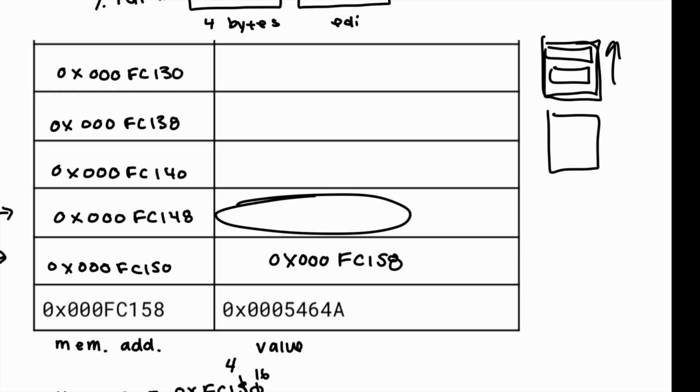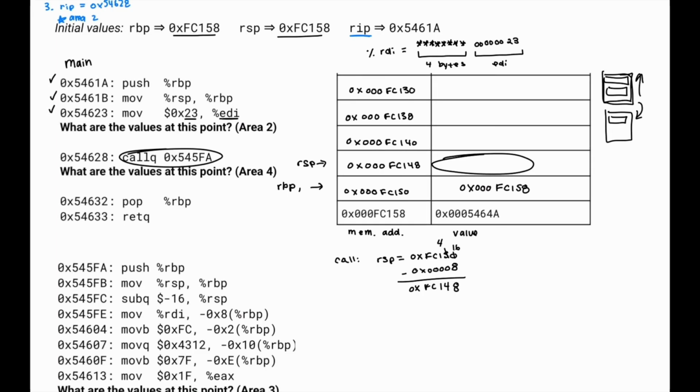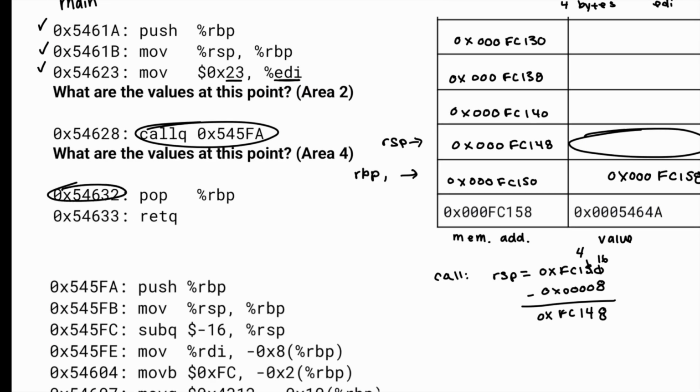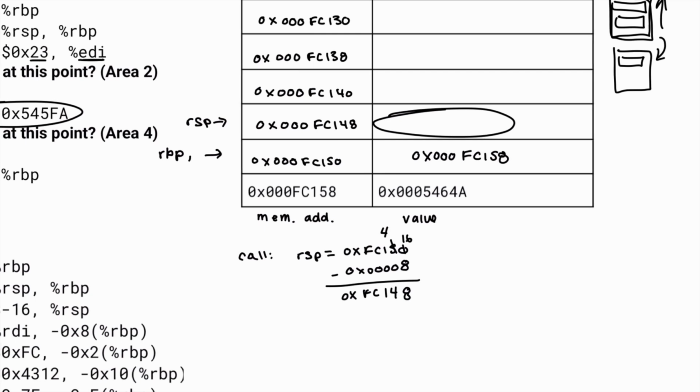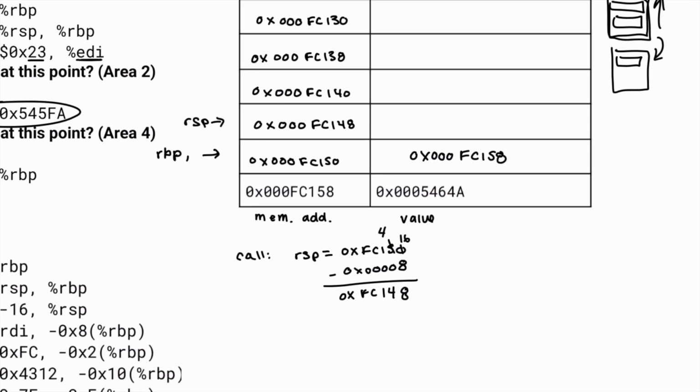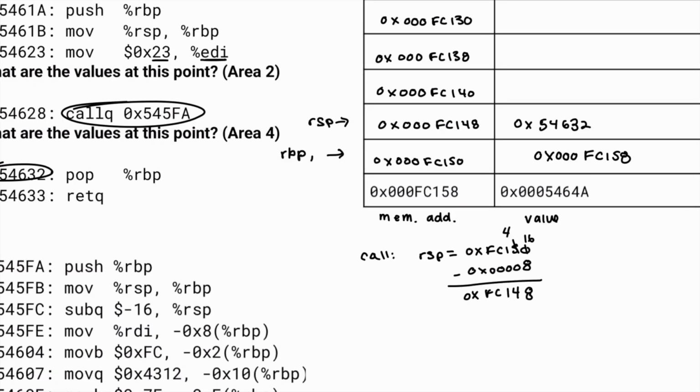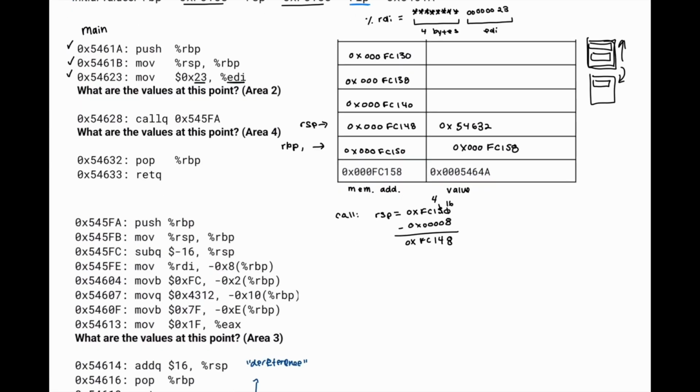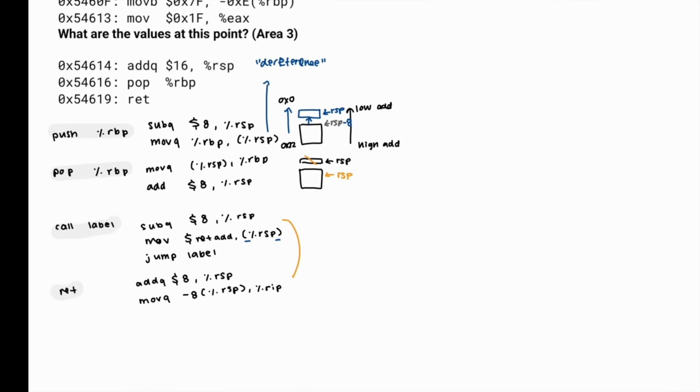But eventually, when we leave that function, we want to find a way to go back to the original function that had called that function. And this is the point of that return address. So after the function that we call, we're going to go back to this instruction, and the address of that is 54632. So our return address is going to be 0x54632.